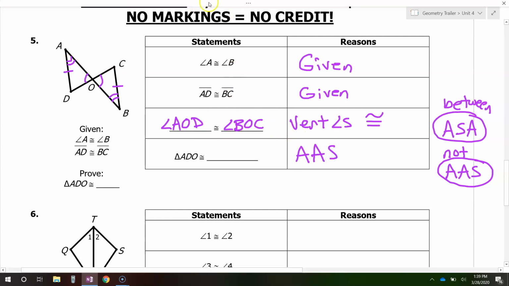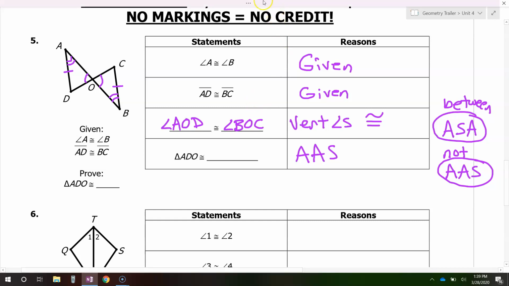If you have any trouble seeing that the side is not between the two angles, you should go like this. All right, here's one angle. Here's the other angle that's marked. That makes this the side that's between the two angles. And that is not the side that was marked.